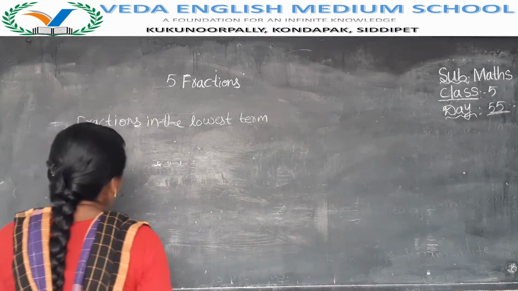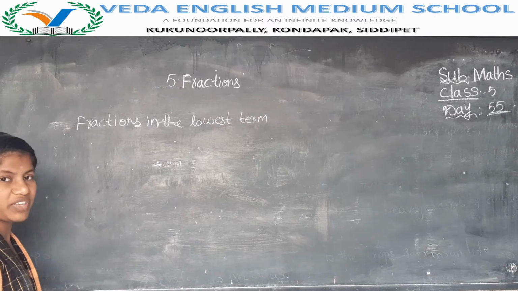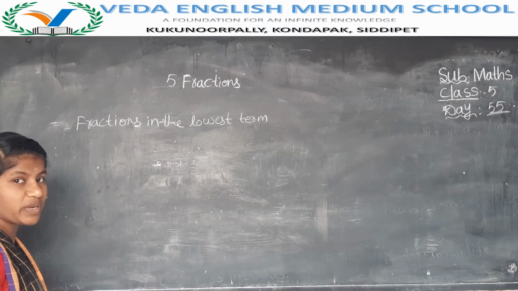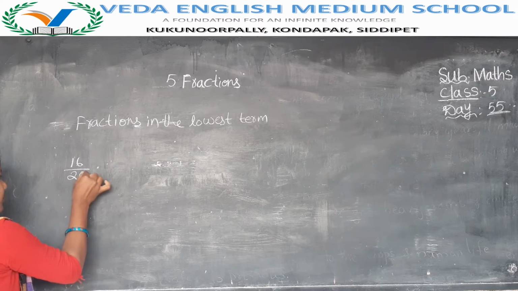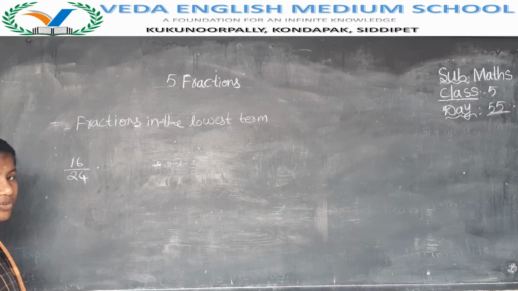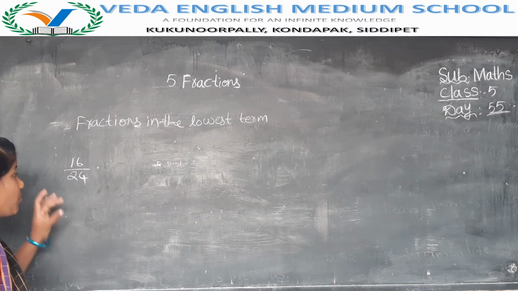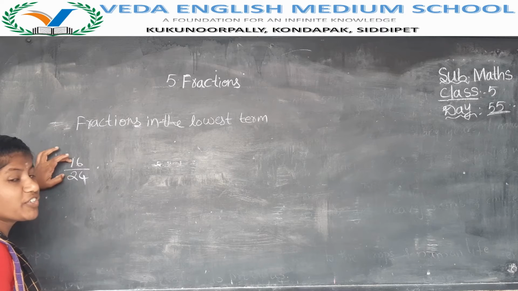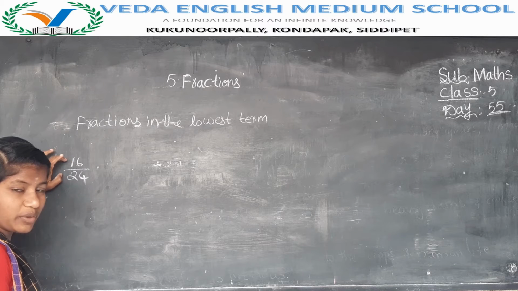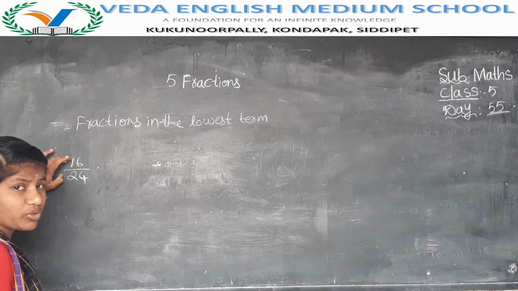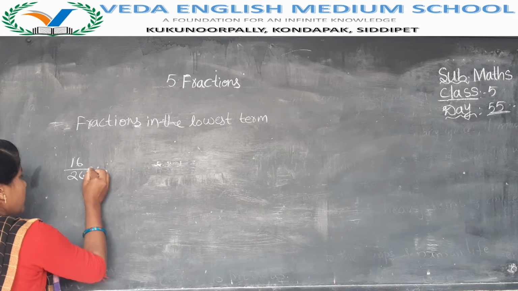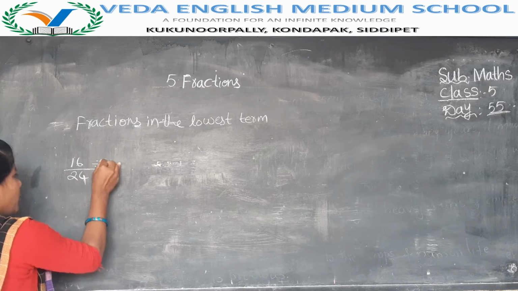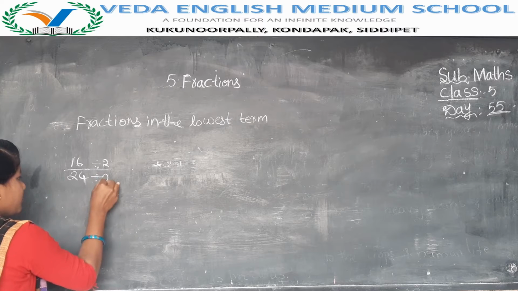For example, in yesterday's previous class we have learned how to find the equivalent fractions by the division method. Here I am taking 16 by 24. How to find the equivalent fractions? Both the numerator and denominator are divisible by which table? Check only once which table both the numerator and denominator are divisible by. Both are divisible by 2, both are divisible by 4. So first we will take the 2 table. So we have to divide both numerator and denominator with the same number, that is 2.